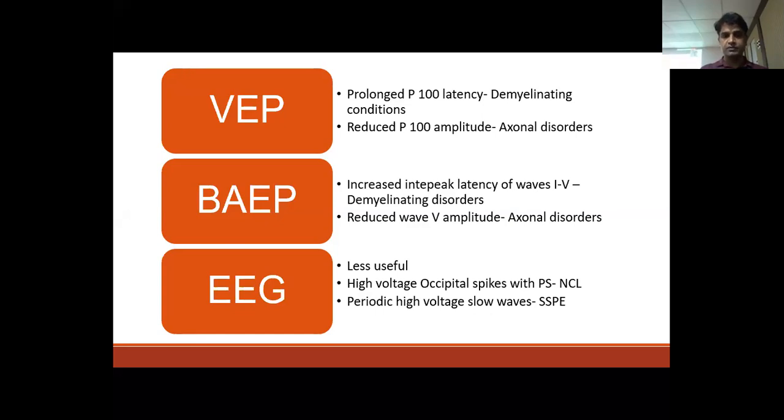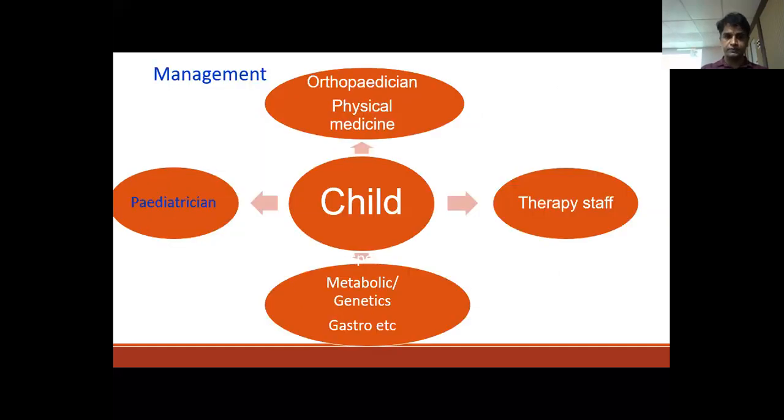EEG, in terms of differentiating between the different conditions, is not that helpful. But one of the characteristic findings you will see in NCL is high voltage occipital spikes with photic stimulation. And in SSPE, it will give characteristic periodic high voltage slow waves.